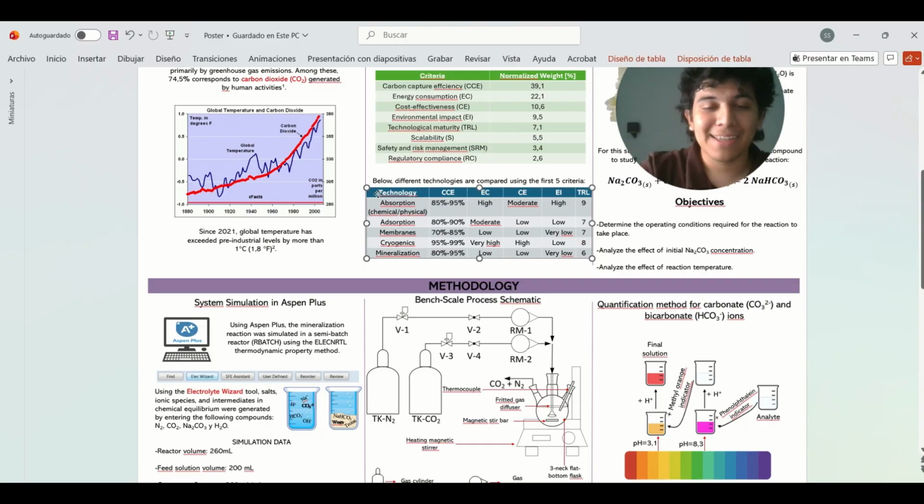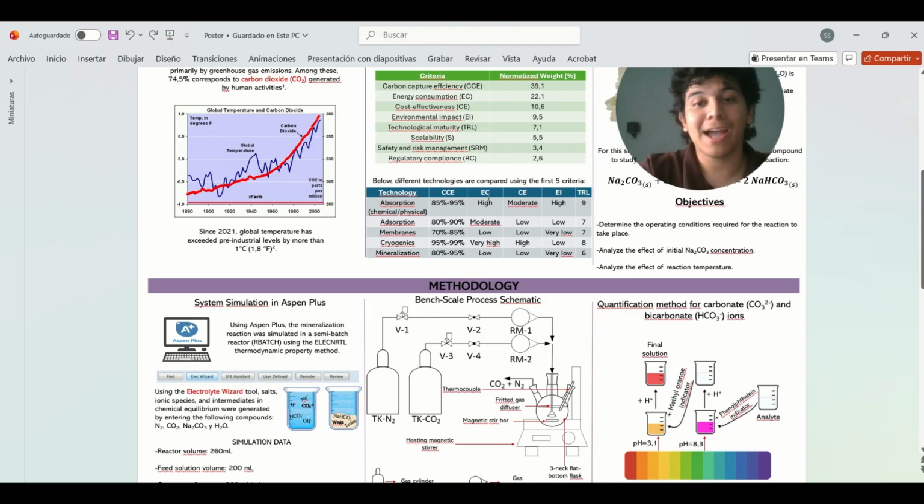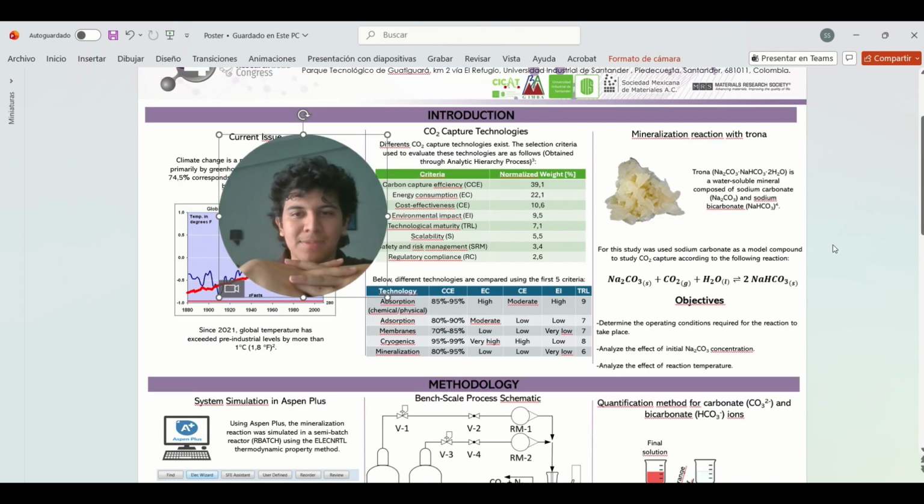From this table, you can see the last technology is mineralization. The mineralization has a carbon capture efficiency of 80% or 95%. The different items are low, low, very low, and the TRL is 6.